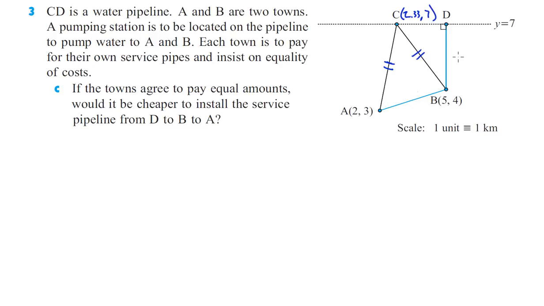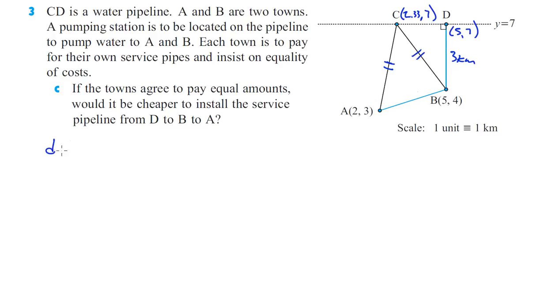Okay, so let's find the distance from D to B. This point here has to be (5, 7), because the x value is 5. So we have all three of the points now. Since the x's are the same, the distance from here to here is just the difference in the y. So this distance has to be 3 kilometers. Now we just have to find the distance between A and B.